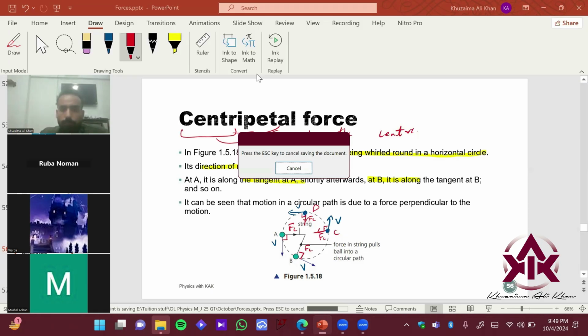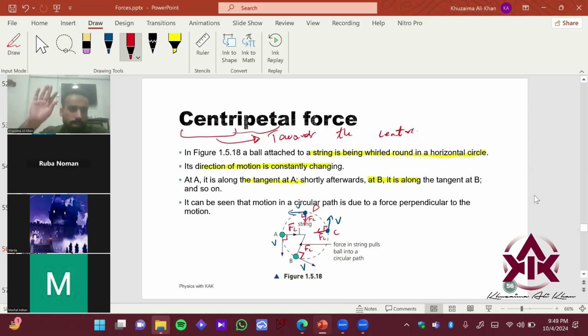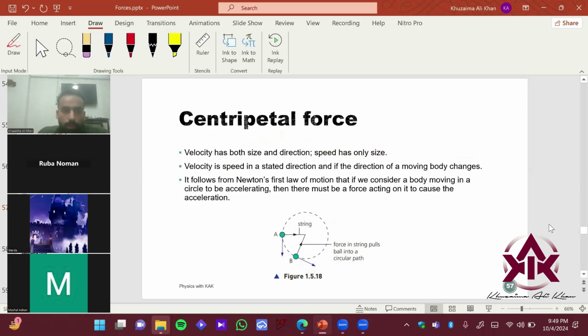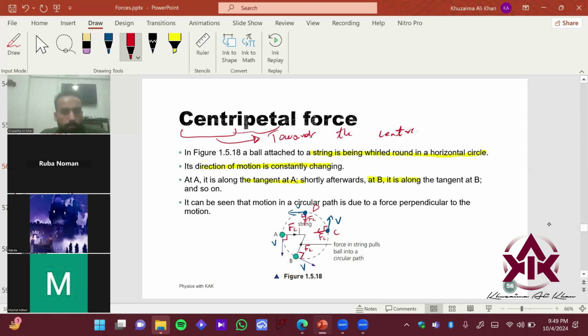Okay, so now let's move on. If you have any questions, please raise your hand, okay? If you are not asking questions, I am assuming that you understand. Okay. Yes, Vardha. Sir, can you explain the diagram of centripetal force again?